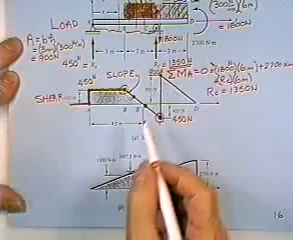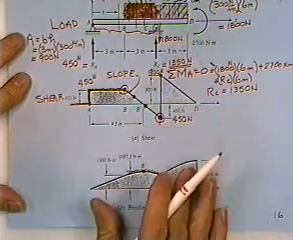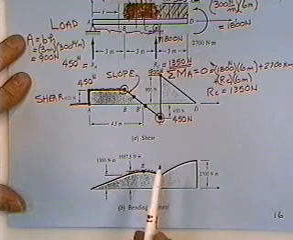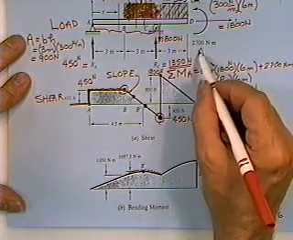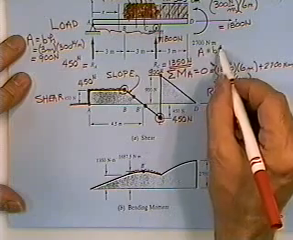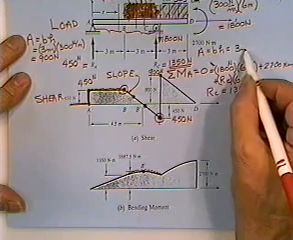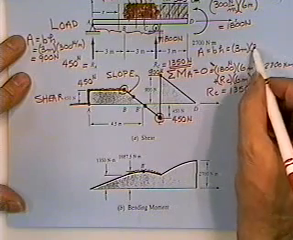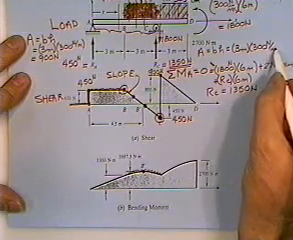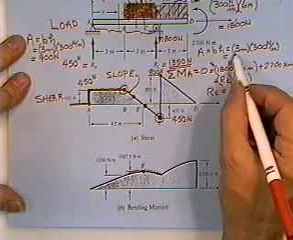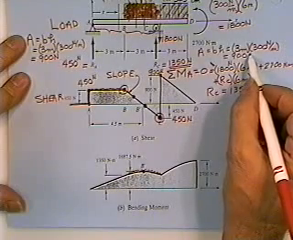As I move from C to D, I cross an area which is a rectangle. Again, that rectangle up there is equal to base times height. That base is 3 meters big. The height is 300 newtons per meter. And so the area involved is 900 newtons.